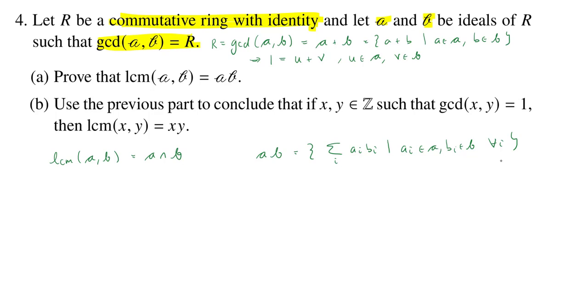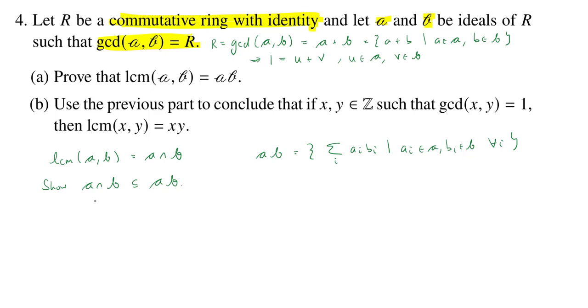And our claim in this problem is that with the assumption that the GCD of A and B is equal to the entire ring R, the least common multiple is actually equal to this product. So we have to show reverse containments here. Let's see. Step one: we'll show that the intersection is contained in the product.